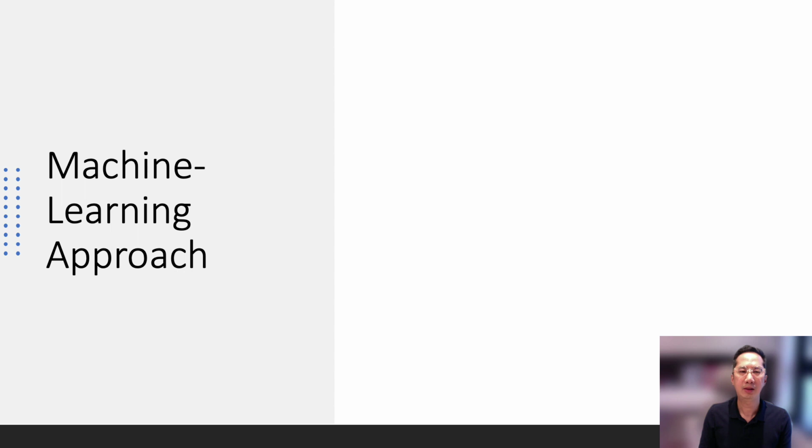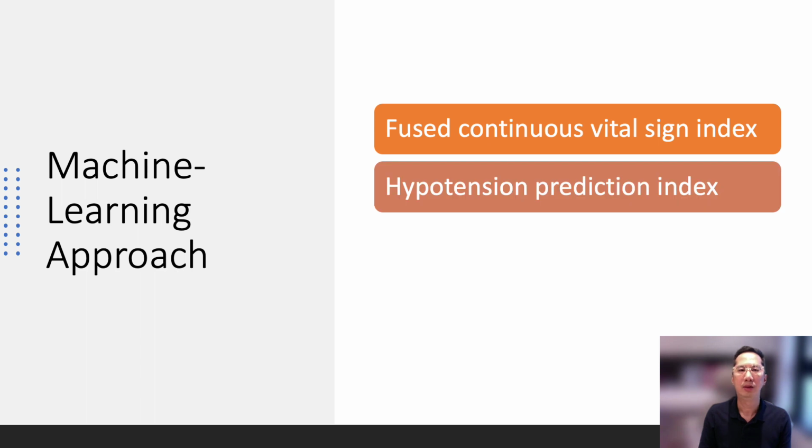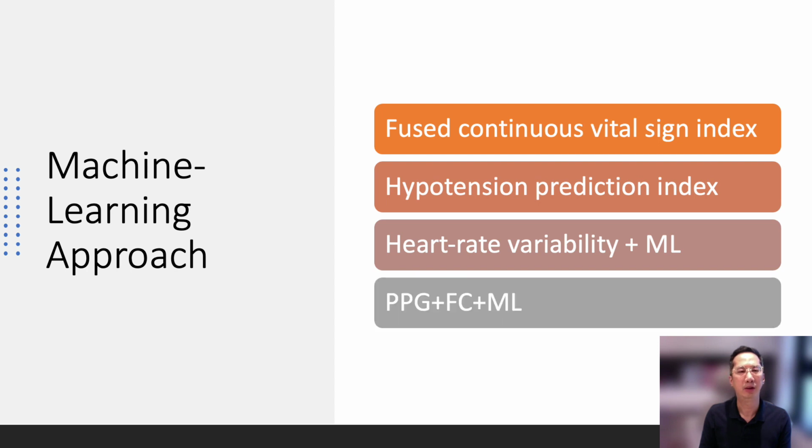So lastly, let's take a look at the machine learning approach. I'm going to introduce to you the Focus Continuous Vital Sign Index, the Hypotension Prediction Index, and our approach using heart rate variability and the PPG plus finger cuff and machine learning methods.